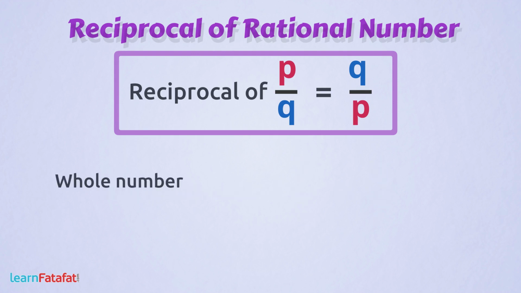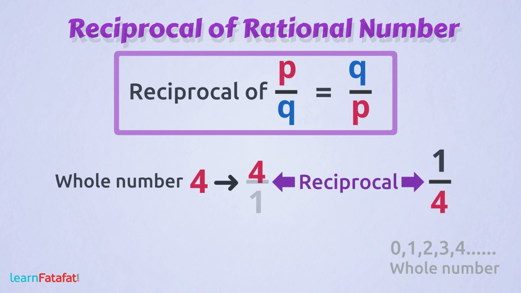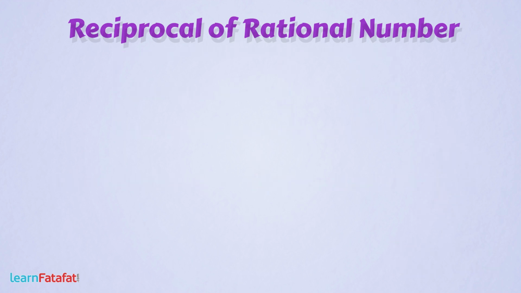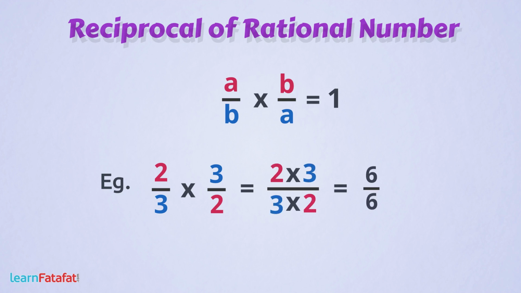A whole number, for example 4, can be expressed as a fraction as 4 by 1. So we can write its reciprocal as 1 by 4. Likewise, the reciprocal of the fraction 1 by 4 is 4. If we multiply a rational number with its reciprocal fraction, then the product is always 1. For example, let's multiply 2 by 3 and 3 by 2, equals 2 into 3 upon 3 into 2, which equals 6 by 6 or 1.